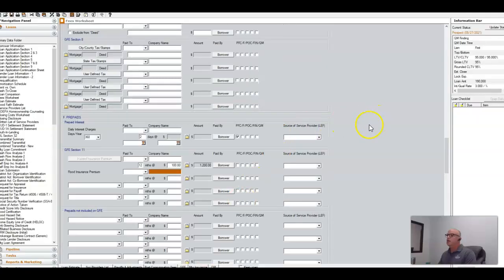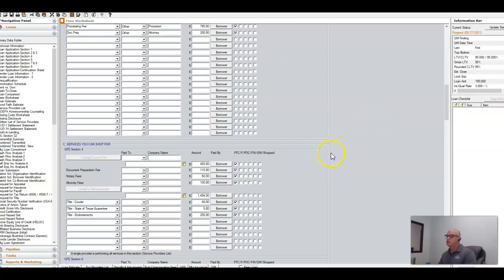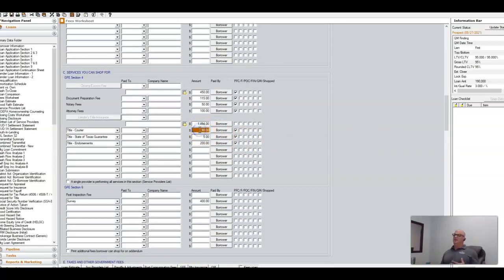The big one is title insurance under normal circumstances. In Texas right now, it's a weird market. It's a heavy seller's market. So you see a lot of contracts where the seller is asking the buyer to pay the title policy. But that's not normal. In a normal market, the seller is paying the title policy.